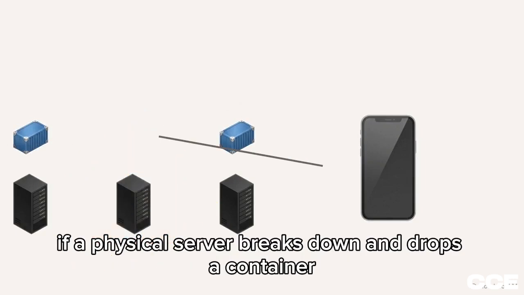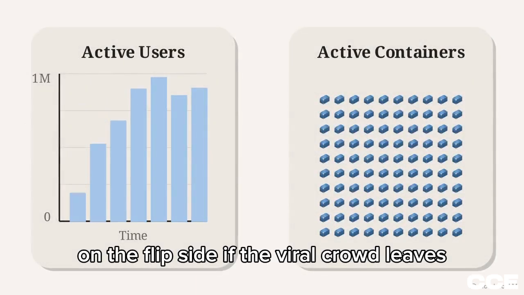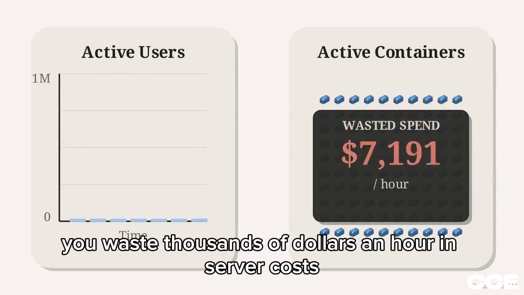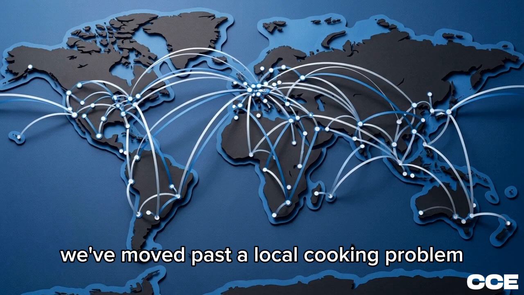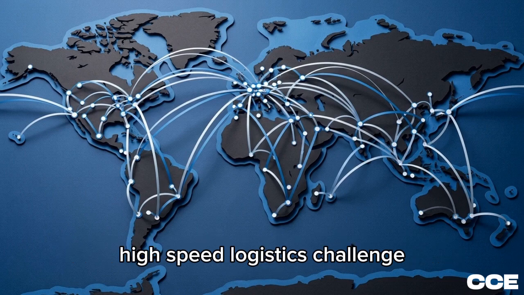If a physical server breaks down and drops a container, the app crashes for the user. On the flip side, if the viral crowd leaves and you forget to turn off those 10 million containers, you waste thousands of dollars an hour in server costs. We've moved past a local cooking problem. Managing containers at a global scale is a massive, high-speed logistics challenge.